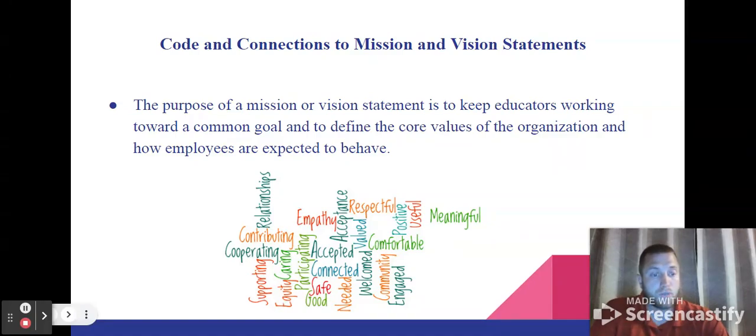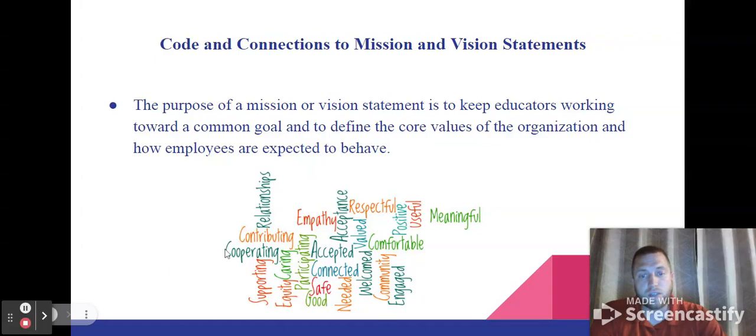The purpose of a mission or vision statement is to keep educators working toward a common goal. And this common goal, especially in a trauma-informed school, which should be every school, the most important part is to create safe environments, physically and emotionally, for students to thrive in. We need to do that, and we can put those in our mission and vision statements. If you look at the Minnesota Code of Ethics, following the Code of Ethics itself is going to start to create a foundation to do that.